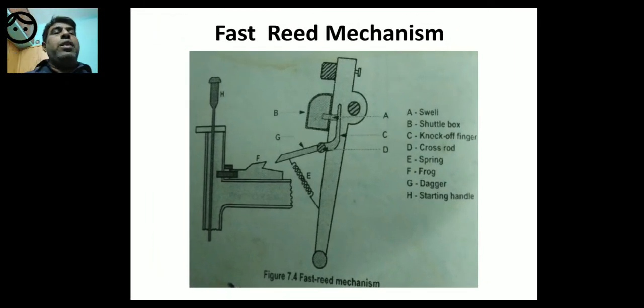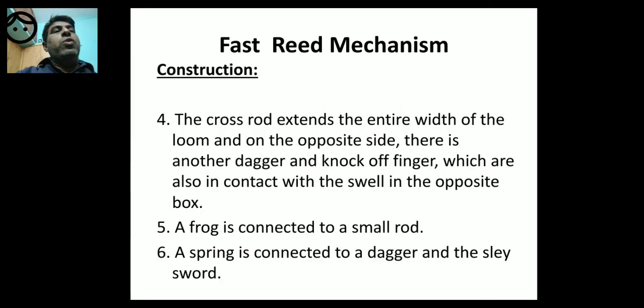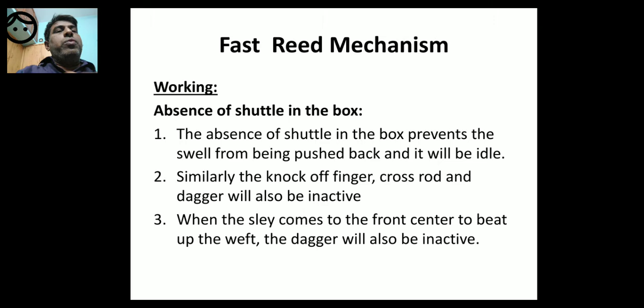In this, I will show the video right now, so that you can correlate it with the picture and schematic diagram. Please observe F and G, the frog and dagger parts, in the diagram. See, F is the frog and G is the dagger. Now we will see the video where this will be shown.